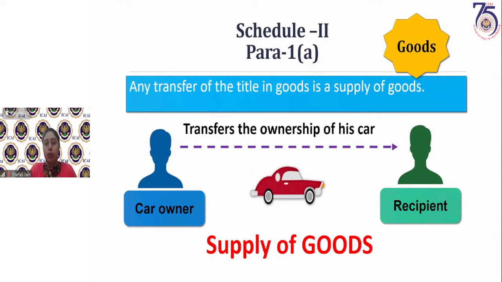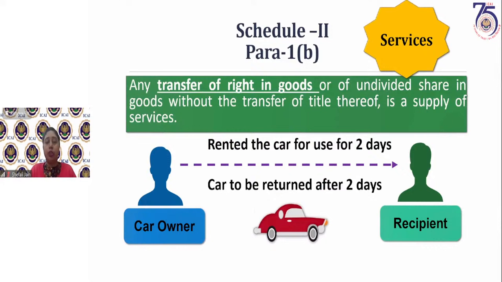So that is why it was considered as supply of goods. But in para 2, we are not transferring the ownership, we are not transferring the title of the goods. Only the right to use those goods has been transferred. So it is a supply of service.